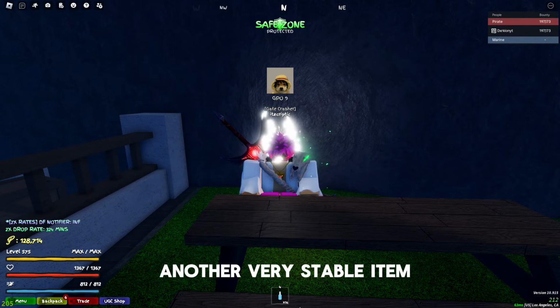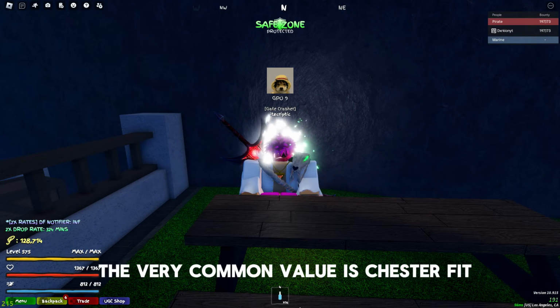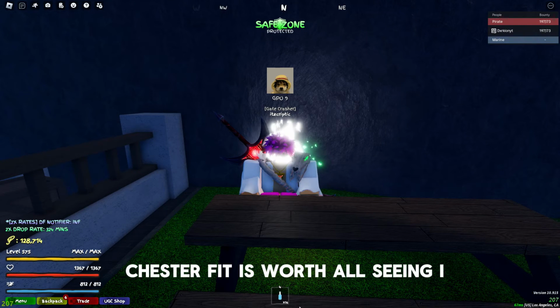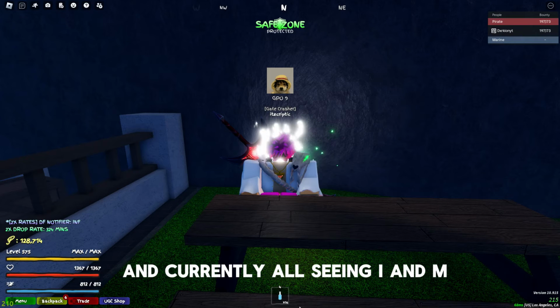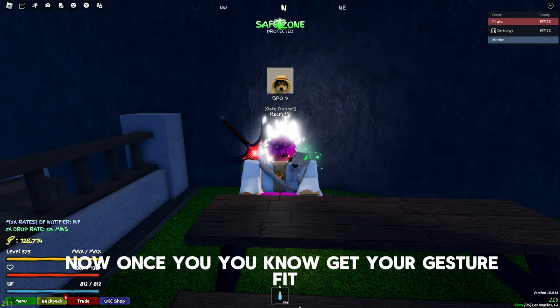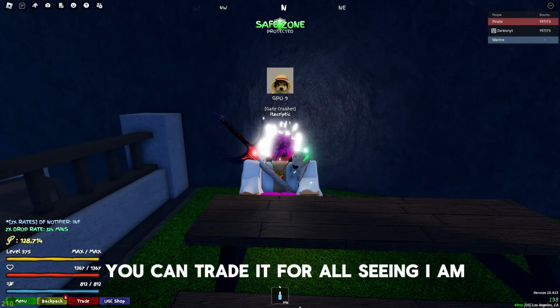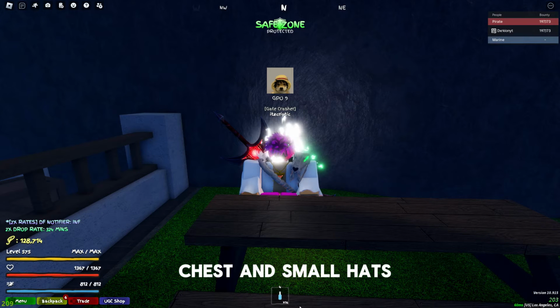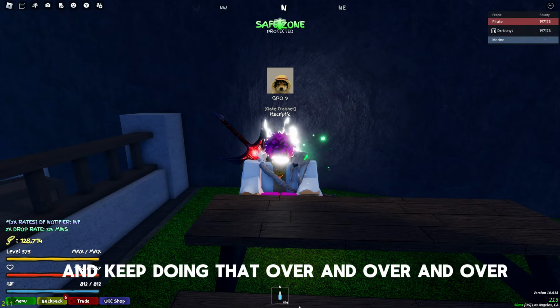Another very stable item, a very common value, is Jesterfit. Jesterfit is worth All-Seeing Eye, and currently All-Seeing Eye and M-Chest, or Mythic Chest, would be a fair trade. Now once you get your Jesterfit, you can trade it for All-Seeing Eye, M-Chest, and small ads, and keep doing that over and over and over.